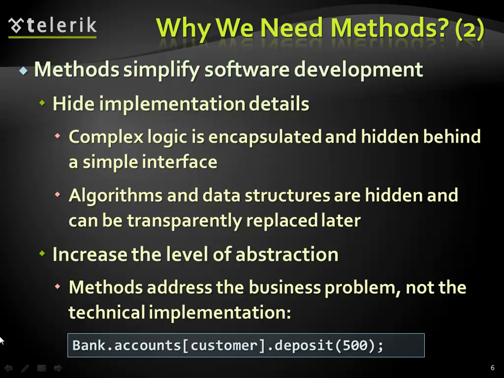So if we look, for example, at this little line of code, we can quite clearly understand what is expected here. We know the class name, which gives us a good understanding of what we're dealing with. And then we have a collection of accounts, and then we have some identifier of a customer or a class of type customer, and then we have a deposit that will make a deposit of 500, whichever units we're talking about.